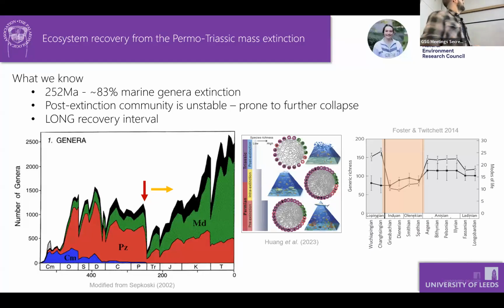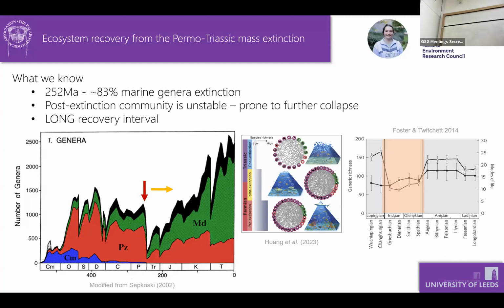We know a lot about it. It happened 252 million years ago. We lose about 83% of marine life at the generic level. We think that equates to about 95% of species. It's hard to define it at species level in the fossil record sometimes.